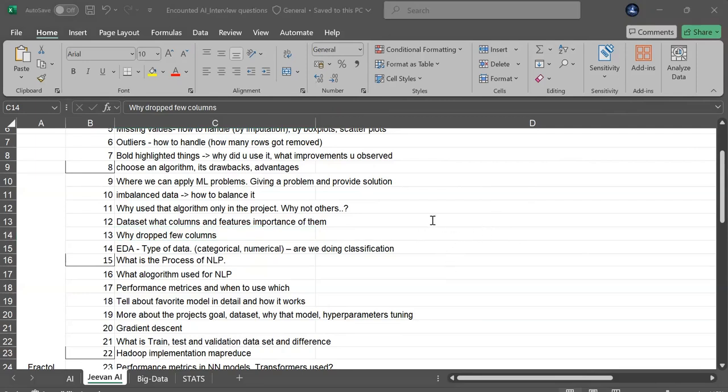Prevent, Hina, it's not error. Prevent overfitting. They may increase accuracy. No, it doesn't matter. It's not to prevent overfitting. Imbalanced data, how to balance it? Venu, can you respond, man?